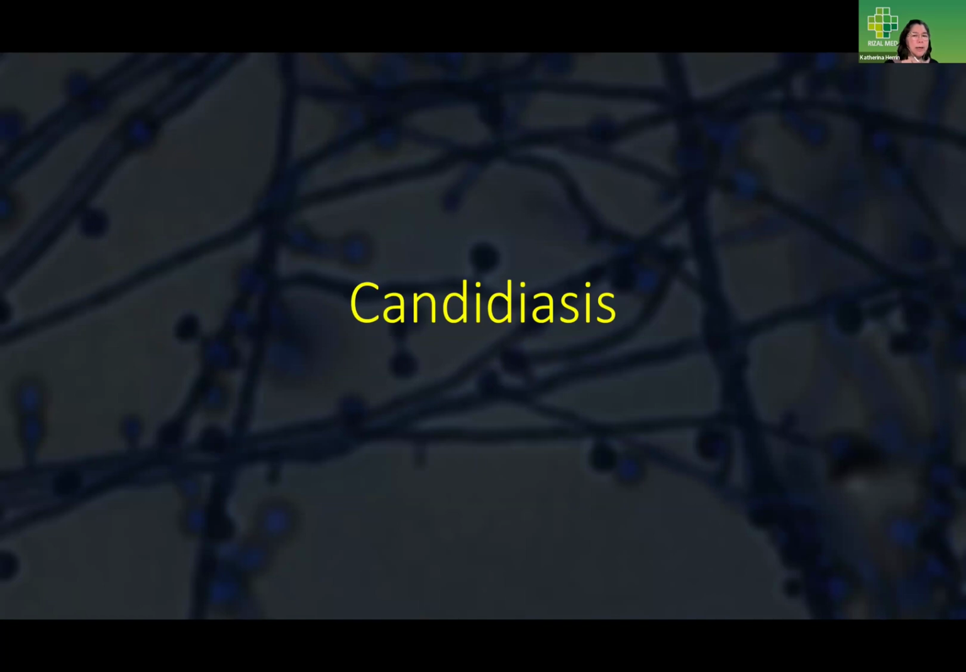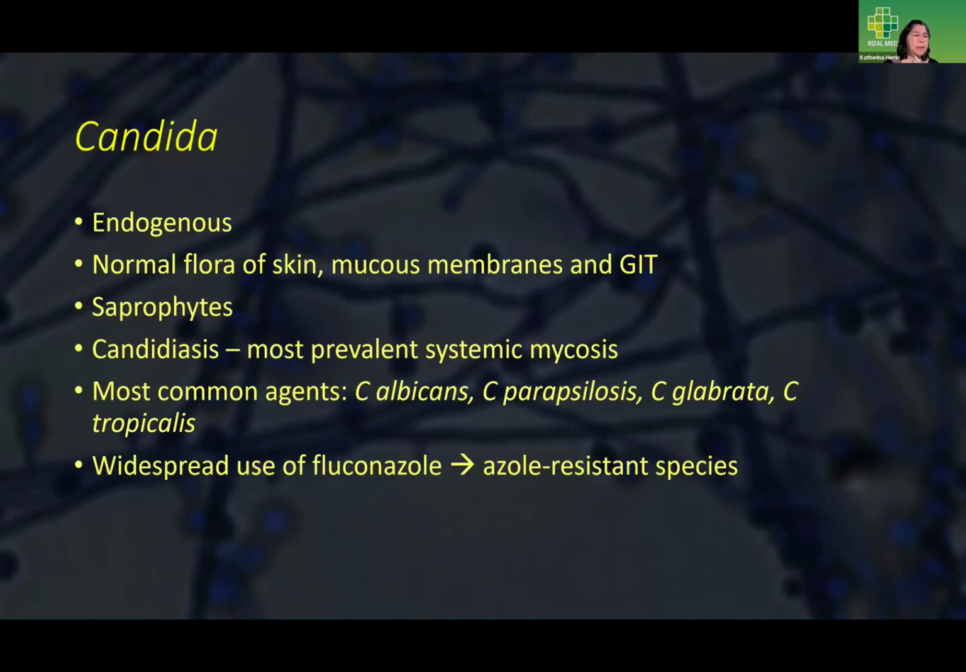We begin with candidiasis. Several species of the yeast genus Candida are capable of causing candidiasis. They belong to the normal flora of the skin, mucous membranes, and gastrointestinal tract. They colonize the mucosal surfaces of all humans soon after birth. Candidiasis is the most prevalent systemic mycosis, with the most common agents being C. albicans, C. parapsilosis, C. glabrata, and C. tropicalis, among others. Widespread use of fluconazole has given rise to azole-resistant species.